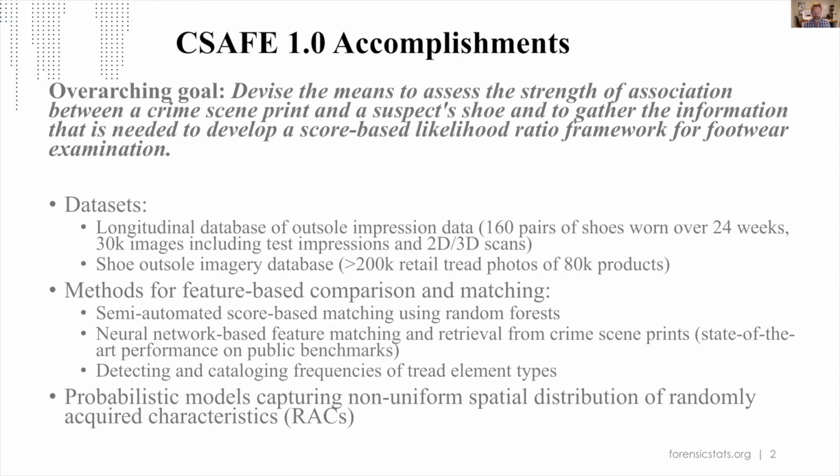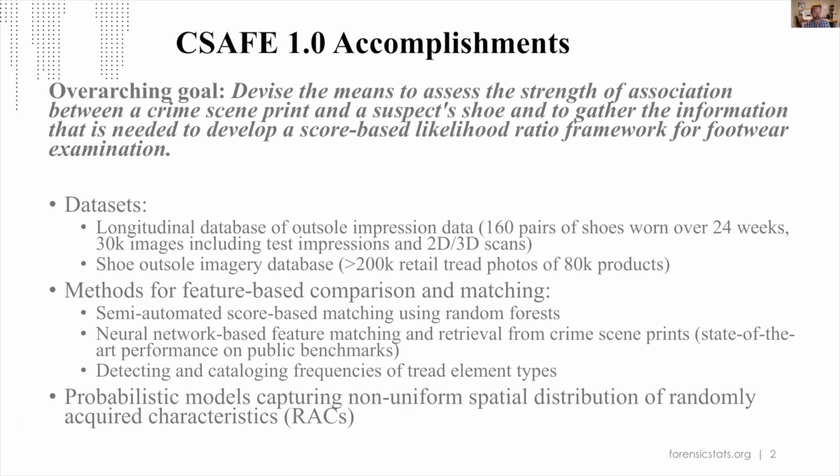And a final effort here has been detecting and cataloging frequency of different tread element types, again, trying to understand the statistics of class characteristics in footwear. And the final project under CSAFE 1, which has concluded, was developing probabilistic models for capturing non-uniform spatial distributions of randomly acquired characteristics of racks. So this is trying to develop a better model for how racks are distributed over the surface of a shoe and understand the strength of evidence there.